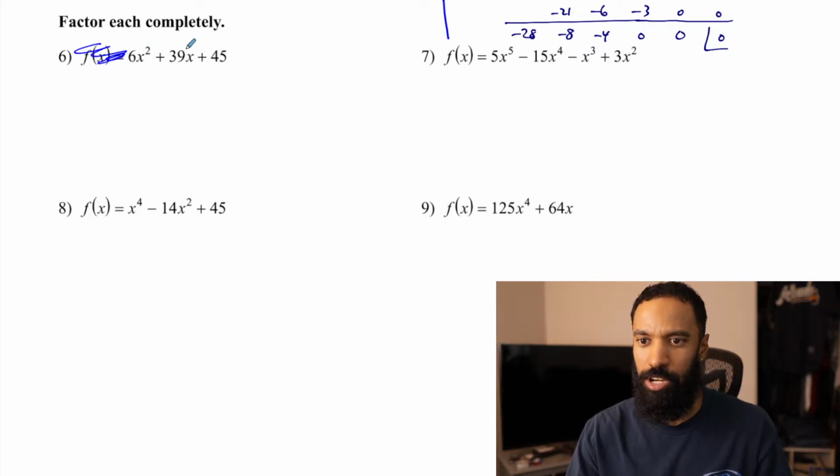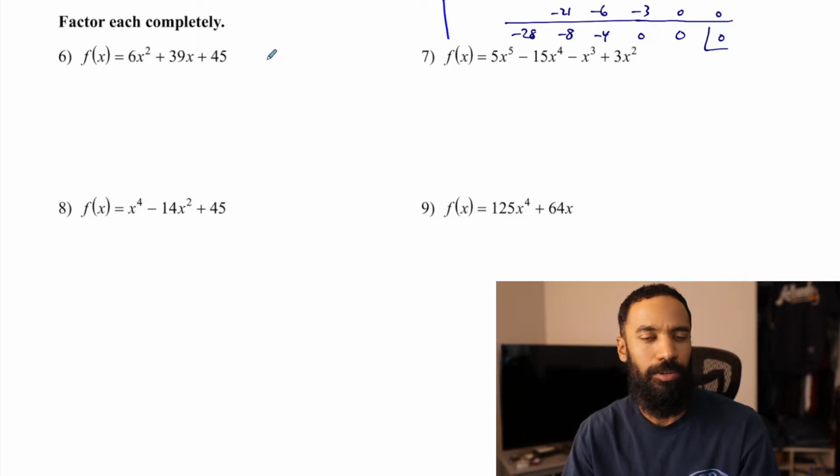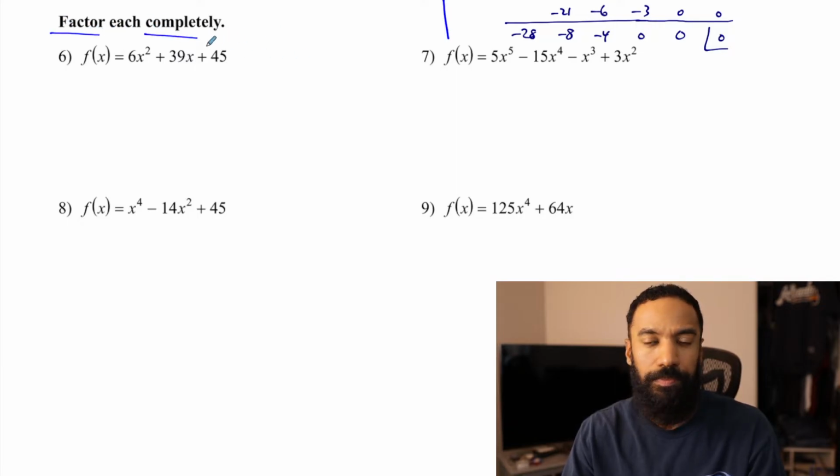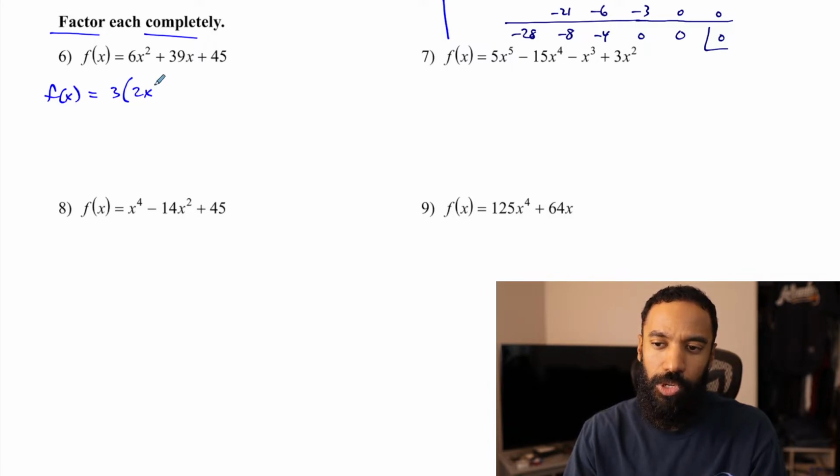Pretend like it's just an expression. You're not solving for x in any sort of thing. And who knows, maybe x equals 10 right here. You don't know what it's set equal to. It's not comparing. So anyway, factoring completely also means GCFs. There's a GCF of 3 here. So if you factor a 3 out, we're left with 2x squared plus 13x plus 15.